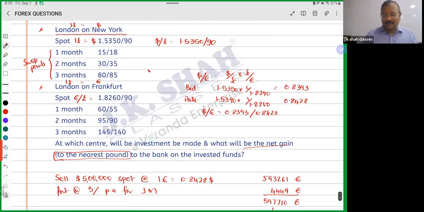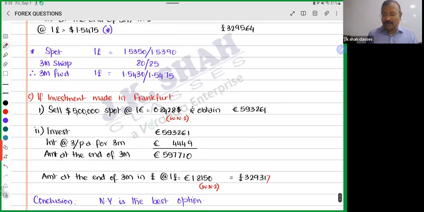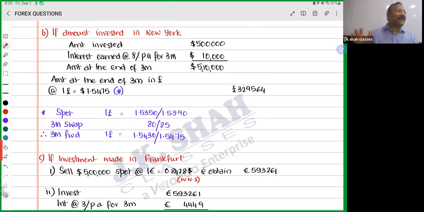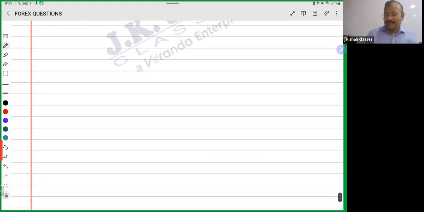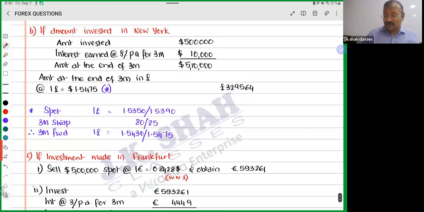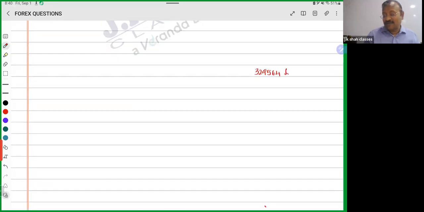One sec. Let me put it this way. When you invested it in New York, how many pounds did you get back? 3,29,564. 3,29,564 pounds is what you got back. Okay. And how much money did you have? One minute. This is spoon feeding here. 329,564 pounds is what you got after 3 months. And you started this journey with $5 lakh.